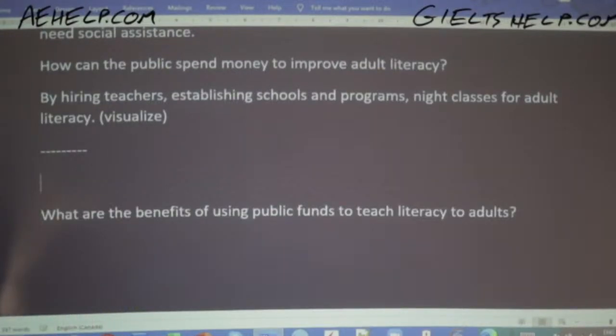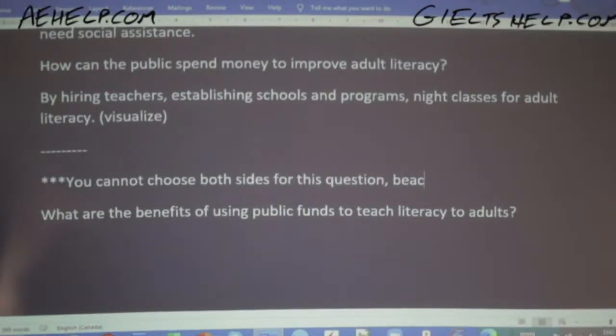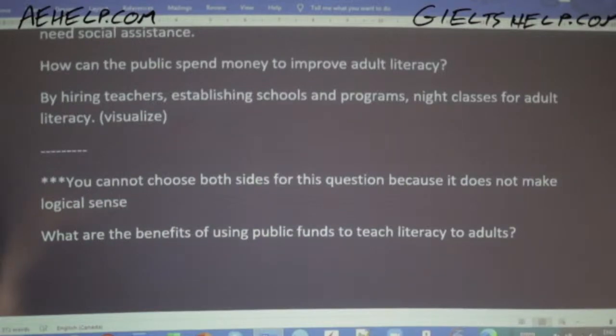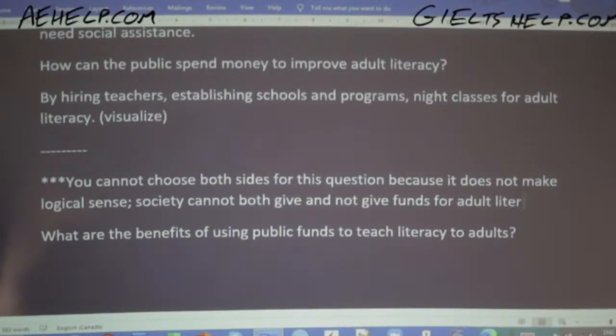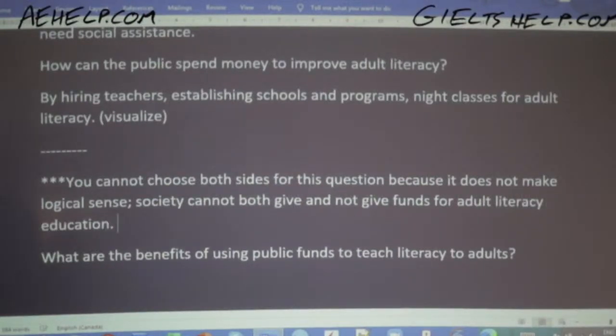So keep this in mind. I'm going to make this very clear for you. So you cannot choose both sides for this question because it does not make logical sense. And what I mean by that is society cannot both give and not give funds for adult literacy education. Do you get that?